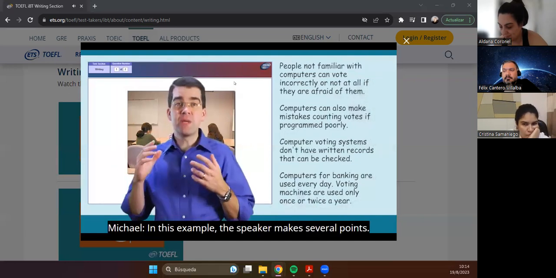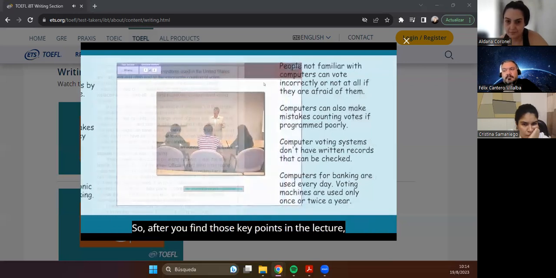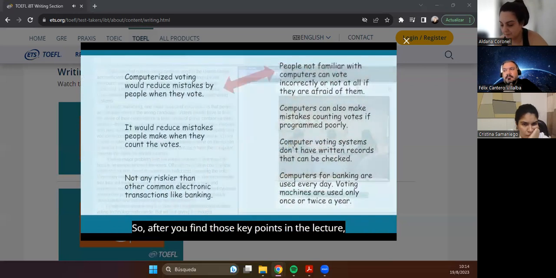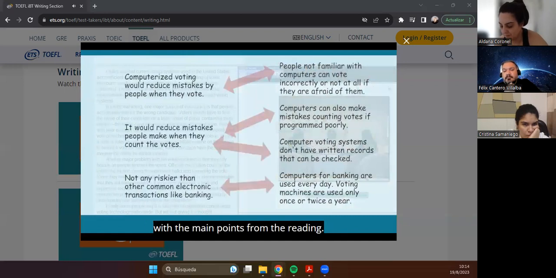In this example, the speaker makes several points. So after you find those key points in the lecture, you may be able to match up those points with the main points from the reading.